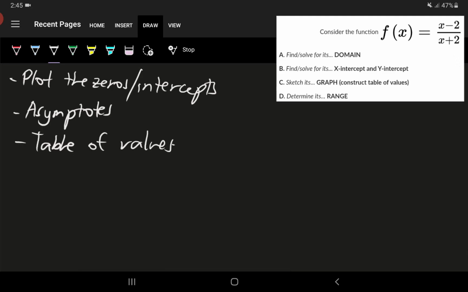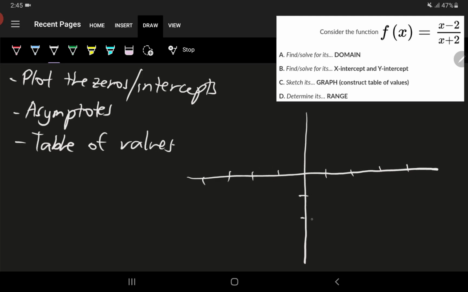So let's answer our given problem. Again, we want to sketch the graph of f of x is equal to x minus 2 over x plus 2. So if you want to construct a Cartesian plane, say we have this one, and we have this set of points: 1, 2, 3, 4, negative 1, negative 2, negative 3. Let's say we have this given Cartesian plane.